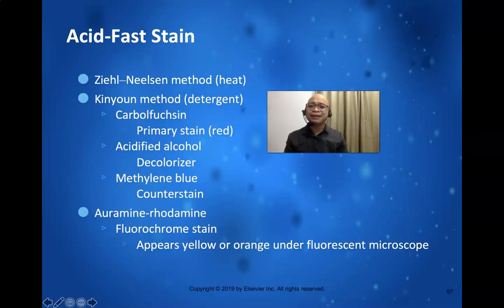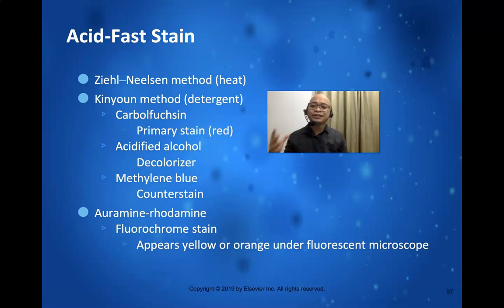Acid-fast stain, I think I did mention this to you. Acid-fast stain is the ability to resist decolorization by acid, alcohol, and there are 3 main methods of doing it. The heat method or the steam method is the Ziehl-Neelsen method. The Ziehl-Neelsen also utilizes carbolfuchsin as the primary stain.